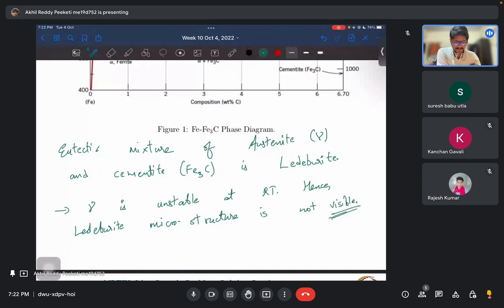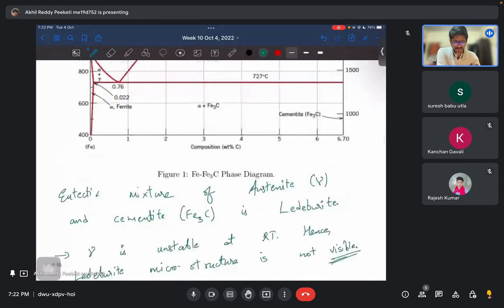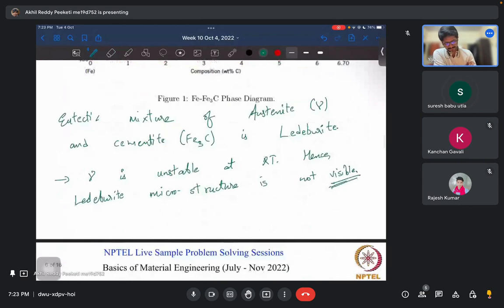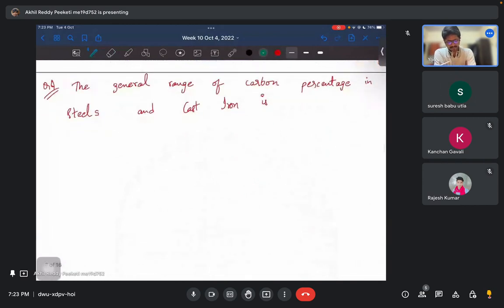So only at that higher temperature would you see the ledeburite structure, not at room temperature. Okay. Can any of you answer this? What is the general range of carbon percentage in steels and cast iron?